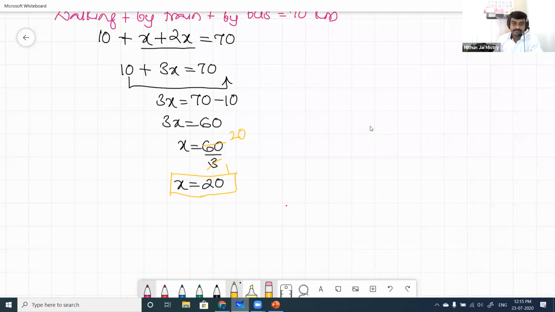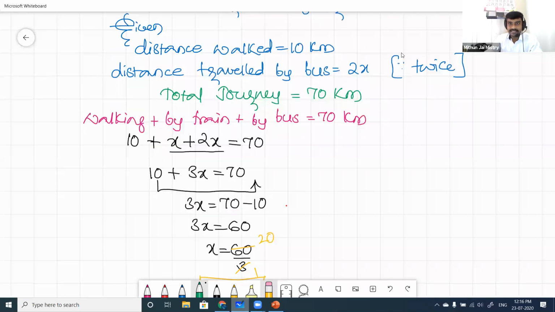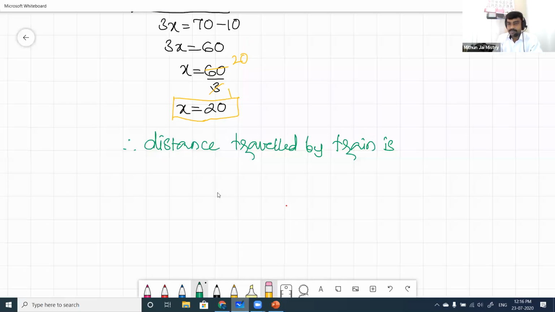So we should feel happy by concluding at the last here like this. Therefore, the distance traveled by train is x. Actually, that's what we assumed, right? But now we got that x as 20 kilometers. So here I can write 20, and then please add the units as kilometers. This is your conclusion and this is your answer.